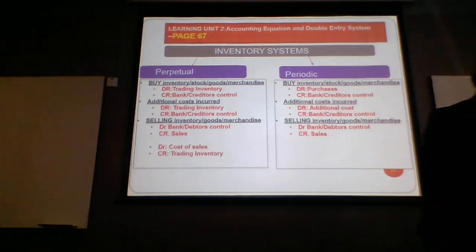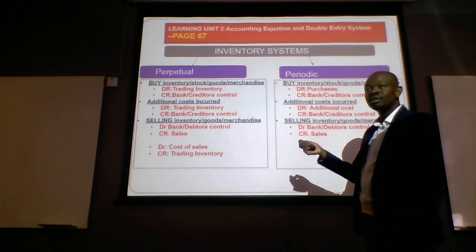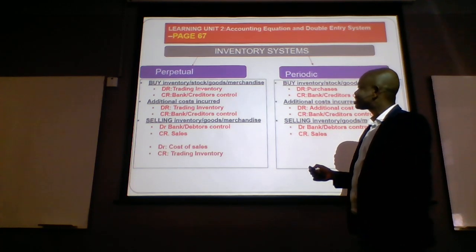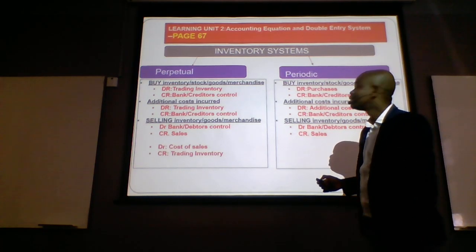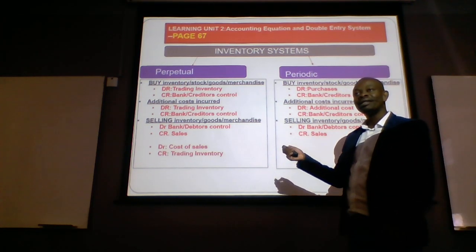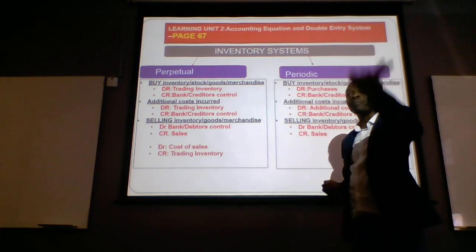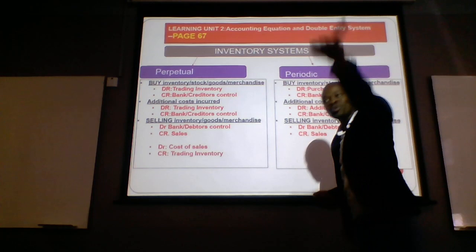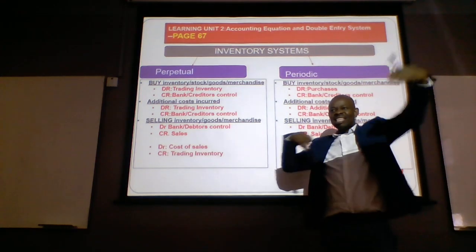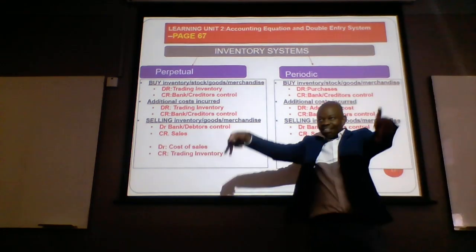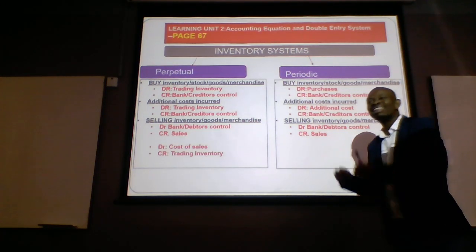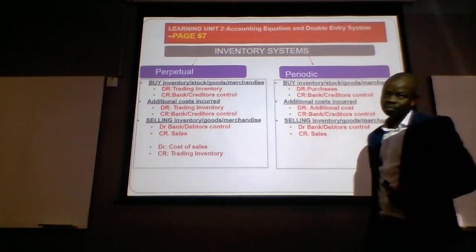The first system is perpetual. The second one is what? Periodic. So we need to understand what is perpetual and what is periodic. In general, the word perpetual means constantly happening, ongoing, continuous. Periodic means interval. A certain period can be a month, a year, a day. The periodic means an interval or the range in periods. Okay?